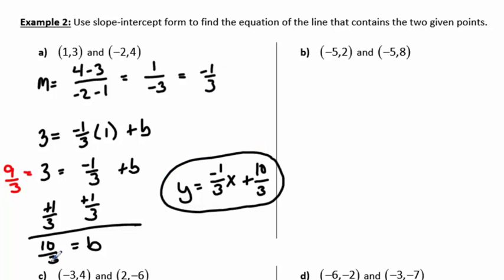Don't forget to put these two pieces together. Once we find m and b, we're not done. What our goal is here is to write the equation of the line, so we need to put those two pieces together in the right format. Let's try another one in part b.